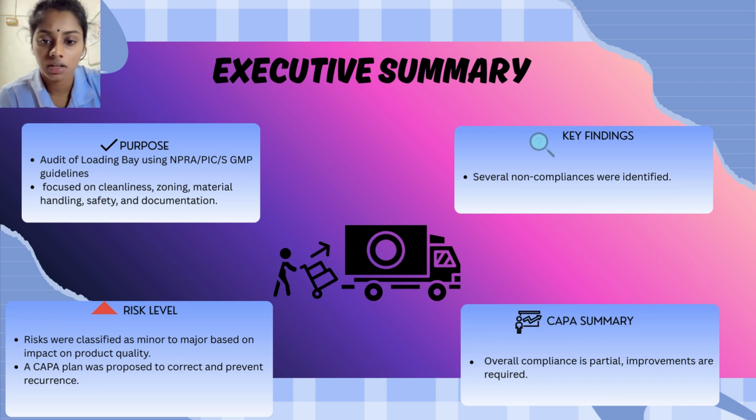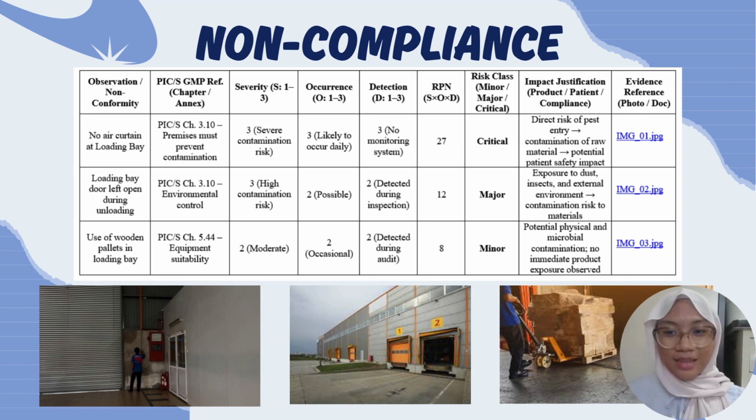And the last one is the CAPA summary. To overcome these problems, we propose a CAPA plan. This includes improving housekeeping, clear zoning, better documentation, and staff training. With these corrective and preventive actions, the loading bay compliance can be improved and operation will become safer and more efficient. That's all from me. Thank you. Hi, my name is Nur Amalina.